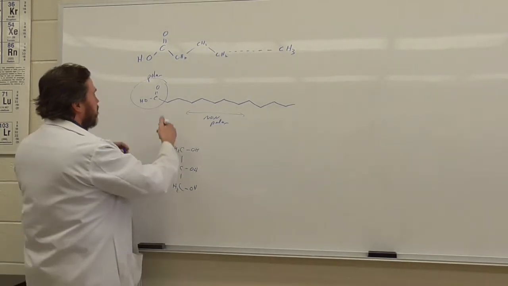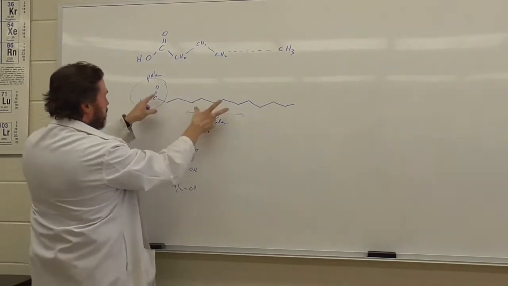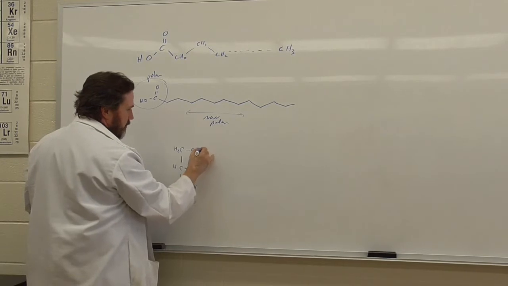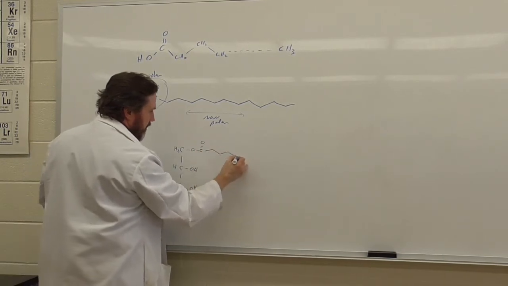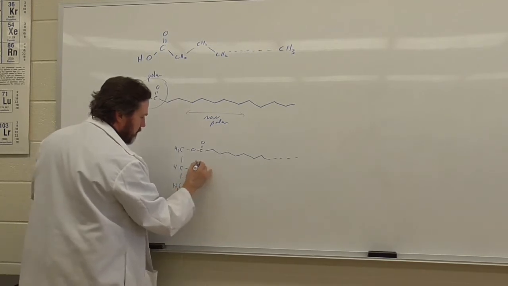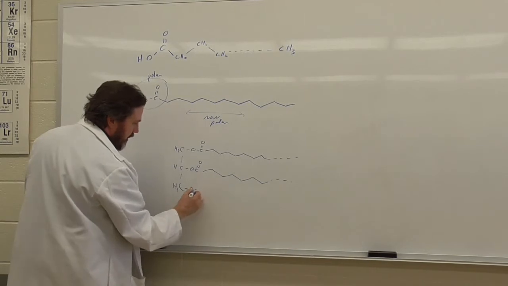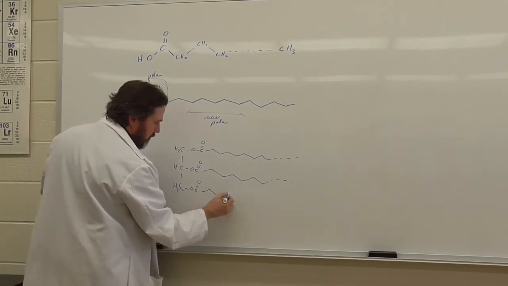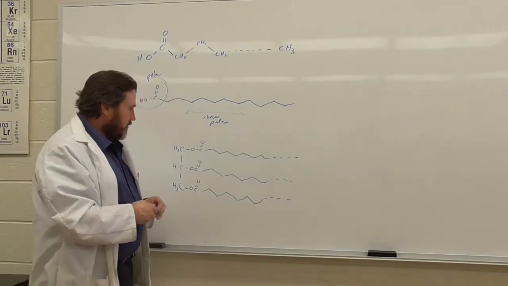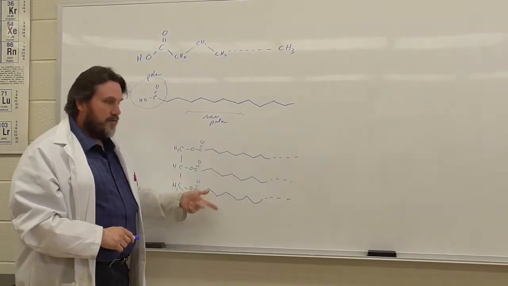Now if I attach, instead of an OH, see this OH right there, if I instead take a fatty acid and plug that in, so I'll take off my H and put my fatty acid on each one of these, I have a fat molecule. So the fat molecules in our body, in our cells, look like that. A glycerol backbone and 3 fatty acids.